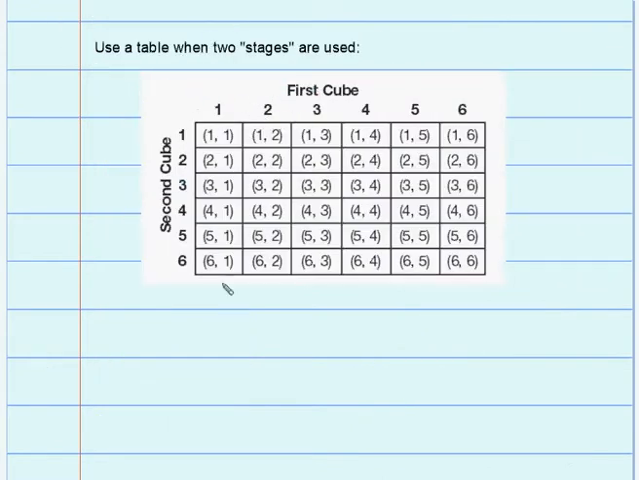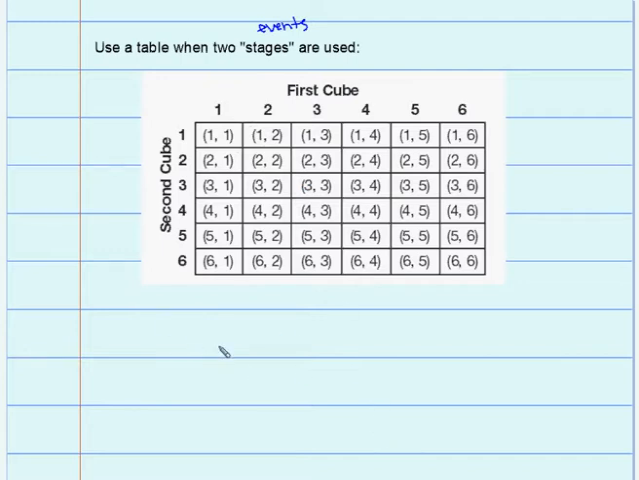Okay, so either one of these can be illustrated in a table. This is the table with the cubes. When only 2 stages or 2 events are used, rolling one number cube, then rolling another number cube, you can make a table. You can list all of the outcomes for one of the items and all of the outcomes for the other item, and where they overlap, 1, 1, 2, 1, 1, 2, 1, 3, etc.